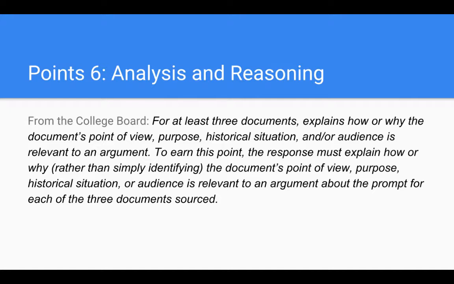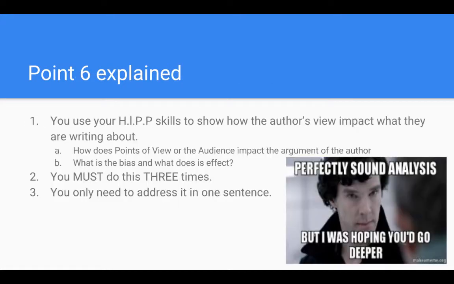All right, now there are points here. It's point 6 and point 7. Point 6 is analysis and reasoning. For at least 3 documents, it explains how the document's point of view, historical purpose, impacts what they're saying. So take a minute, pause. What does that even mean? You're going to use your HIP skills, we just talked about this before, to show how the author's view impacts what they're writing about. So how does point of view or the audience impact the argument of the author? What is the bias and what does it affect?